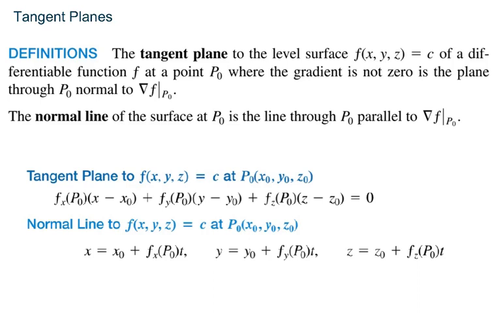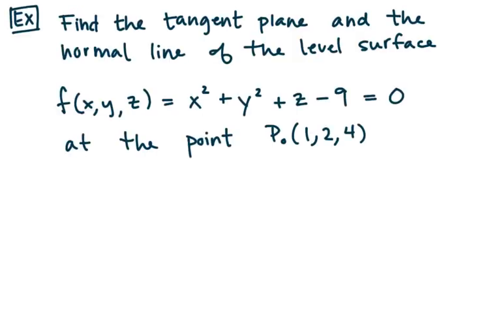So let's do an example of finding a tangent plane. For this example, we're going to find both the tangent plane and the normal line of this level surface: x squared plus y squared plus z minus 9 equals 0. And we're going to do this at the point P naught, which is the ordered triple (1, 2, 4). All right, so what is the shape of this level surface? Hopefully you recognize, going back to the beginning of our semester, that this is a circular paraboloid.